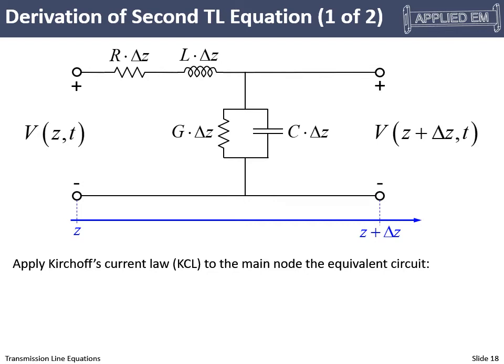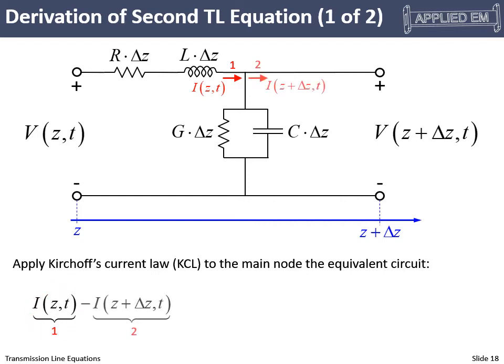We're ready to derive our second transmission line equation. So we're back to our model for our transmission line. Instead of using Kirchhoff's voltage law now, we're going to write Kirchhoff's current law by summing the currents coming into this node. Previously we wrote the current on the left as I of Z, T. So we include that term. Then on the right-hand side of the circuit, we have a current at Z plus delta Z leaving. And since it's leaving, it gets a negative sign.